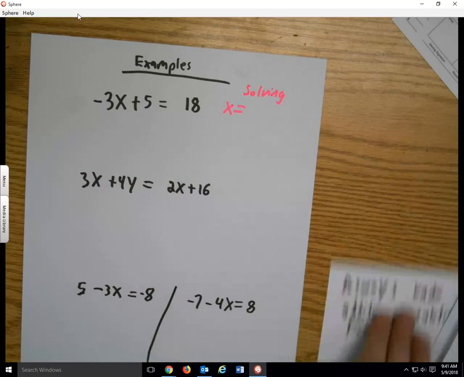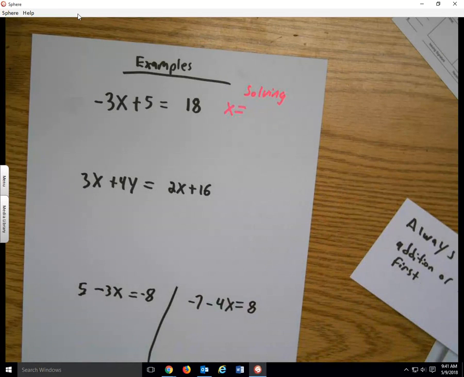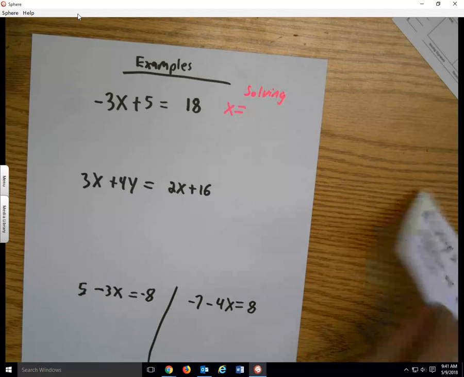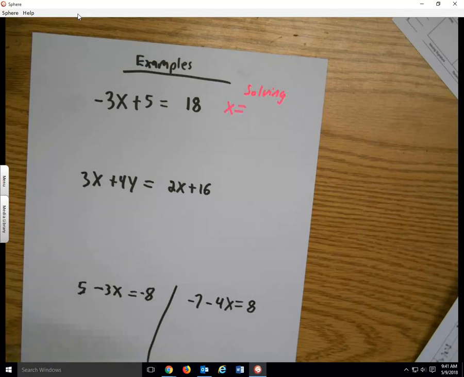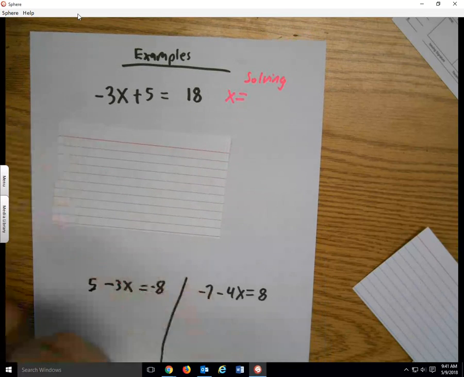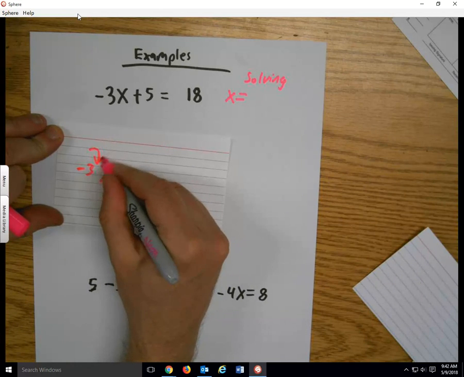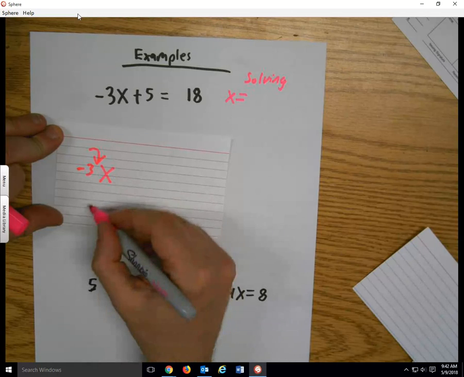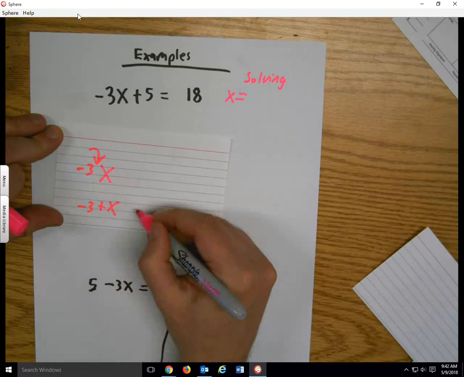Well, since we're always undoing addition or subtraction first, we need to know which one's being added or subtracted to it and which one has something else being done. Okay, so how do we know? Well, let's start with this -3 next to the x. If you look at this -3x closely, you have to see what's in between them to see what's being done. What's in between the -3 and the x? Well, if it were being added, it would be -3 plus x. And there's not a plus sign. So it couldn't be that.